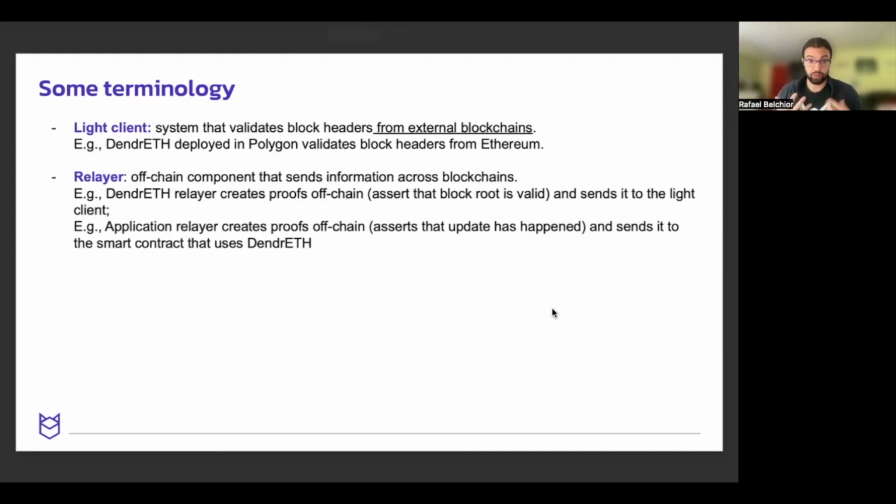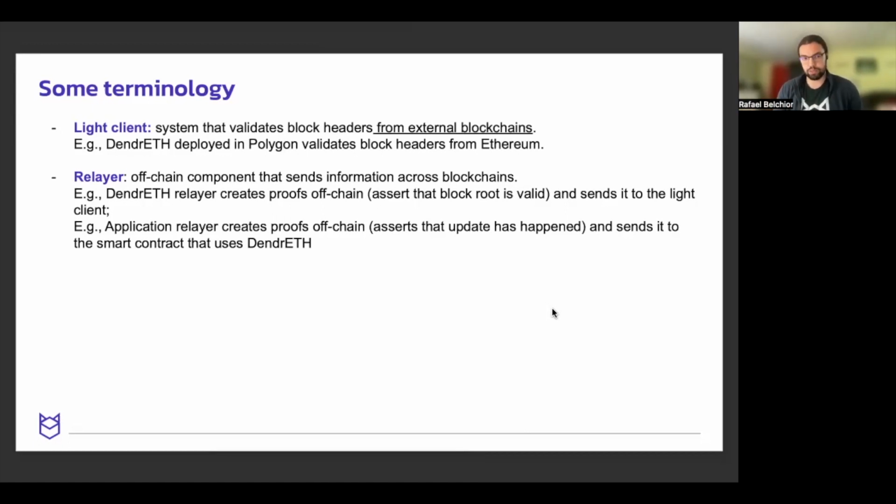Then we have the relayers. The relayers are off-chain components that relay information across chains. So when we did our survey in 2021, a relayer was mostly seen as the entity that relays only block headers. But as the industry evolves, people are using the relayer term also to refer to application relayers, so off-chain applications that relay Merkle proofs. So we have essentially two types of relayers: the ones relaying block headers and on-chain information, and the ones relaying off-chain information or application data.